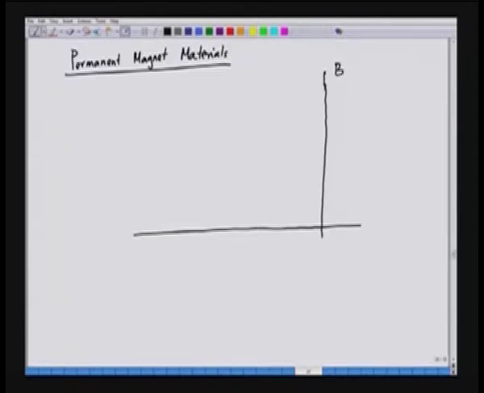So, we have B on the y axis and H on the x axis. We have the origin. This is the flux density, and the unit of B is Tesla, and the unit of H in this case is kiloampere per meter. So, we can plot the BH curve of typical magnetic material, those available for application in electric machines. One type of magnetic material is called an Alnico magnetic material. So, we will start with Alnico.